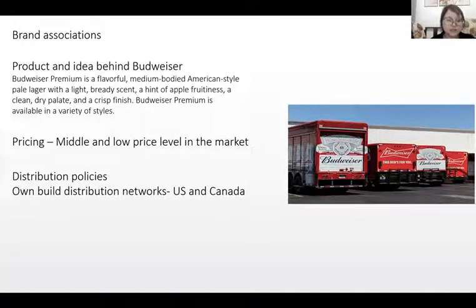Distribution policy: an established distribution network in the US and Canada. The company has 27 flagship breweries, 12 of which are in the United States, 14 of which are in China, and 1 in Canada, all of which are dedicated to making high-quality beer accessible across the globe.